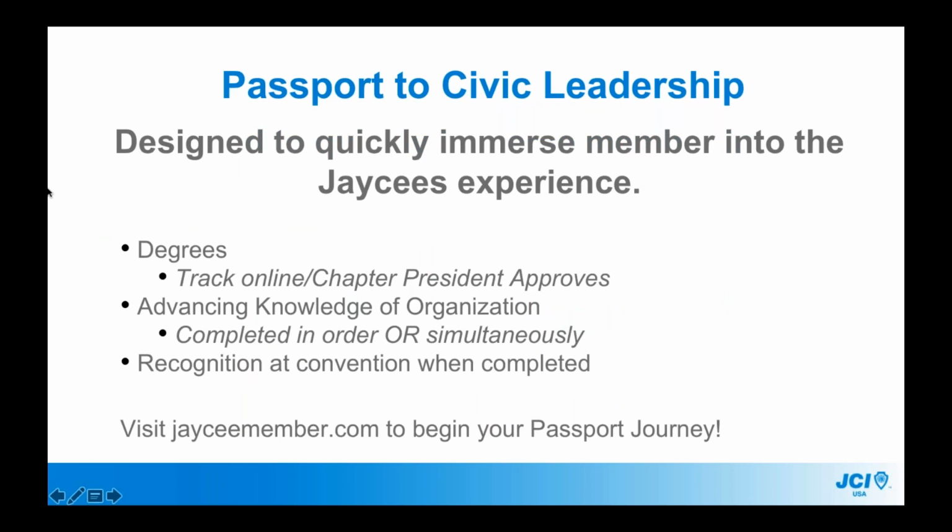And again, Passport to Civic Leadership. It's designed to quickly immerse members into the Jaycees experience. It has the degrees that you track online, and the chapter president approves. You advance your knowledge in the organization. You don't have to complete our tasks in order. You can do a task in degree 10, you can do a task in degree 2, just as long as tasks are being completed, and you're letting your chapter president know that you need those signed off on. And making opportunities to recognize people through Passport to Civic Leadership is an amazing opportunity that you have as leaders. And again, visit jcmember.com to begin the passport.